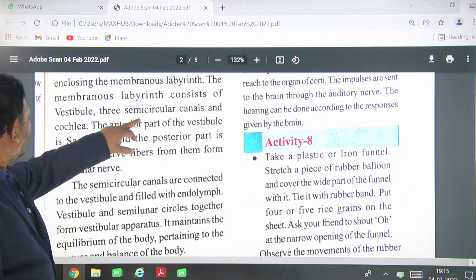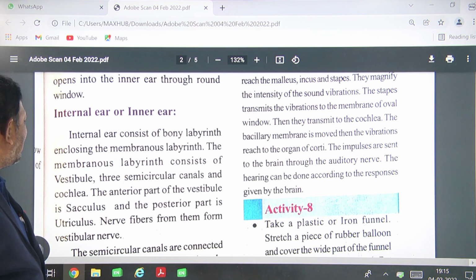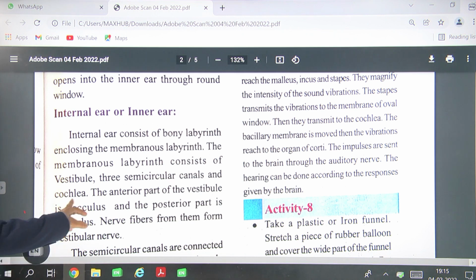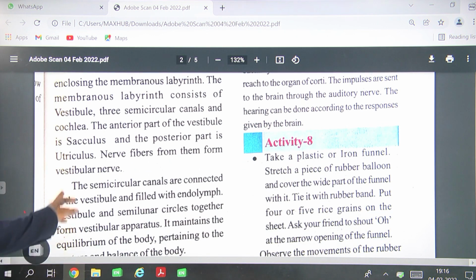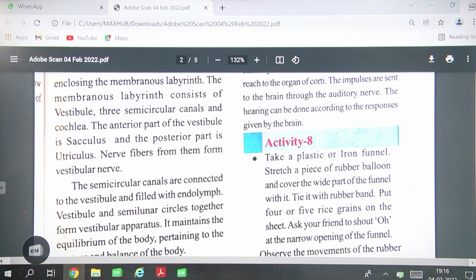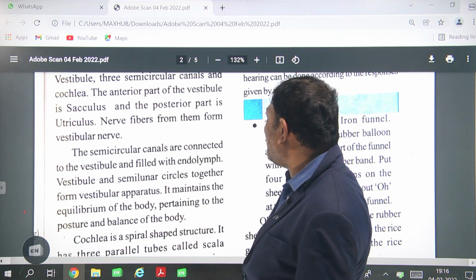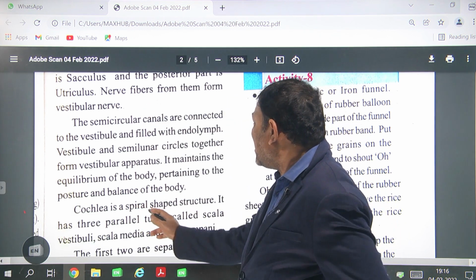The internal ear consists of the bony labyrinth and the membranous labyrinth. It consists of the vestibule, three semicircular canals and the cochlea. The anterior part of the vestibule is called the sacculus and the posterior part is called the utricle. Nerve fibers from them form the vestibular nerves. The semicircular canals are connected to the vestibule and filled with endolymph. The vestibule and semicircular canals together form the vestibular apparatus. This apparatus maintains the equilibrium, posture and balance of the body. And the cochlea is spiral shaped.